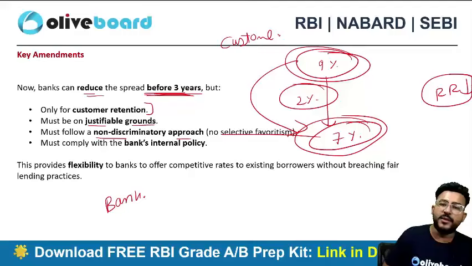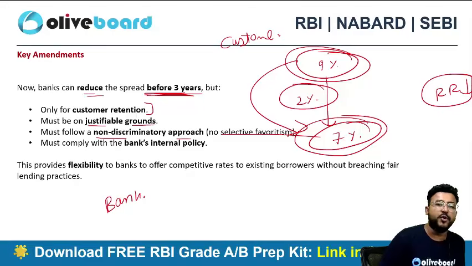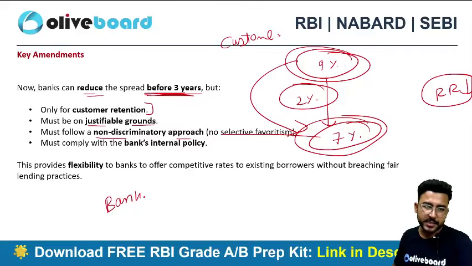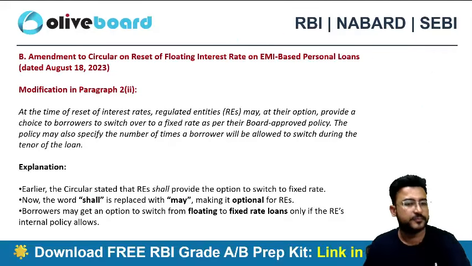Now they can give me the benefit of this particular spread, that too before the 3 years only. Earlier the period was 3 years, but now before the 3 years also they can pass me the benefit. But it should be for customer retention. It should be justifiable, non-discriminatory and within the bank's internal policy. That's what the simple amendment here is.